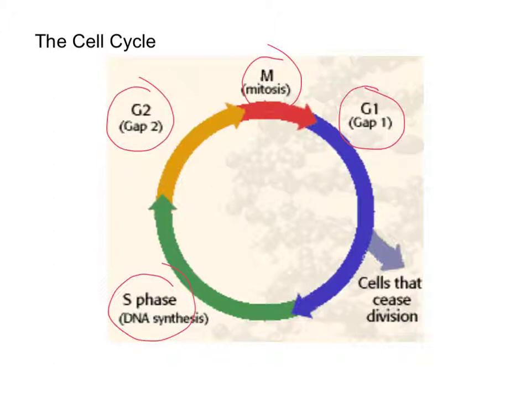CDK, cyclin-dependent kinase, adds phosphate to proteins and is a major control switch for the cell cycle, causing the cell to move from G1 to S to G2 into mitosis. MPF is a maturation promoting factor, which includes the CDK and the cyclins that trigger progression through the cell cycle.